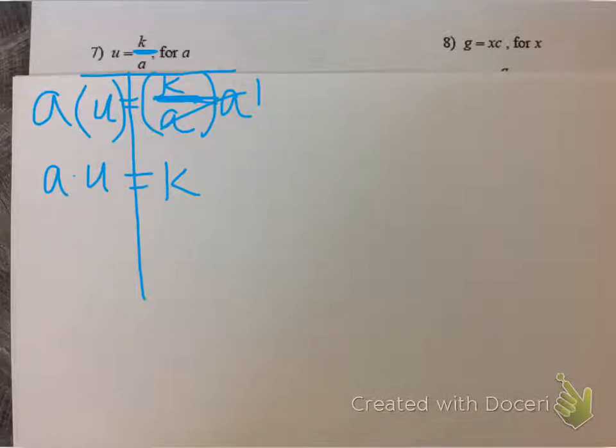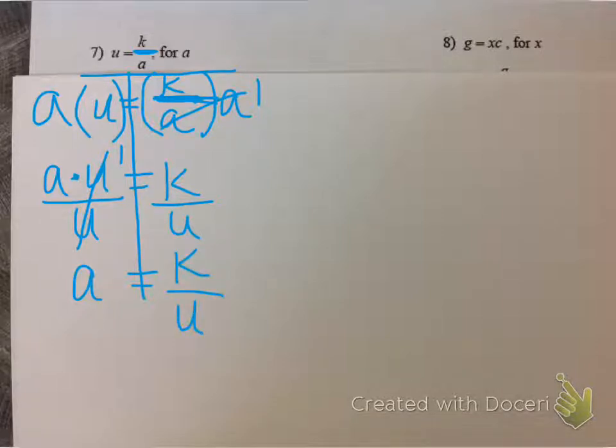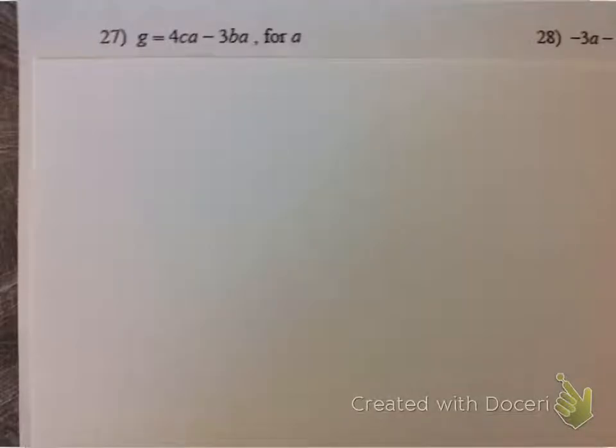Okay? Now, our goal is to get a by itself. So what we need to do now is move the u. Again, since this is being multiplied, we're going to go ahead and do the opposite, which is divide by u. If you do it to one side, you do it to the other. U divided by u is 1. We have a left over. So a is just going to equal k over u.